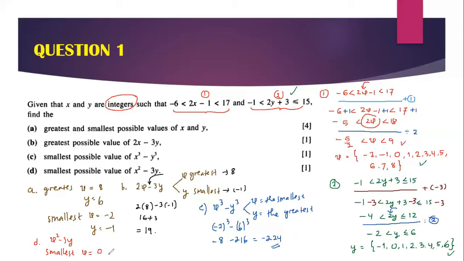And what about y? Minus 3y. When we find the smallest possible of minus 3y, y must be the greatest. The greatest is 6. So 0 squared minus 3 times 6, so the smallest possible is minus 18.